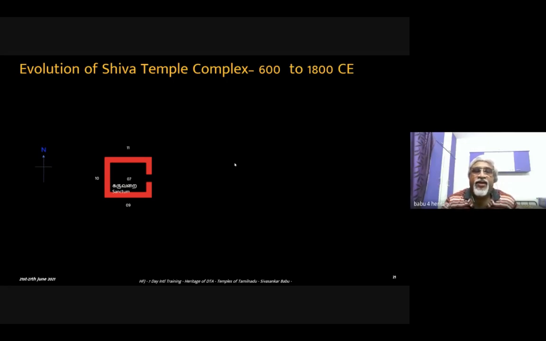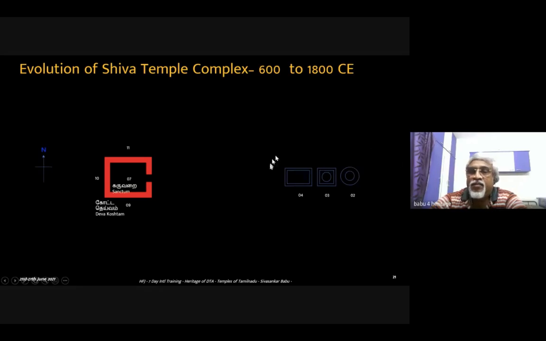Later on, on the outer walls, they added more Deva Koshtas. Possibly on the western side, if it is a Shiva temple, it will be Vishnu, and north Brahma, and south Dakshinamurti. So there is mention. East is this side. This is east.